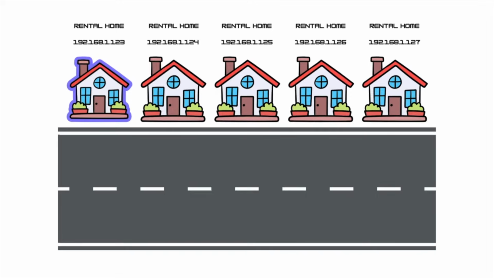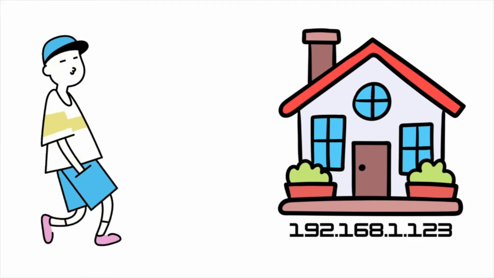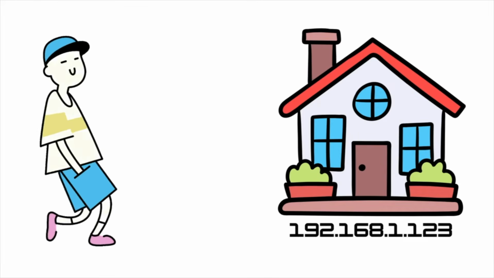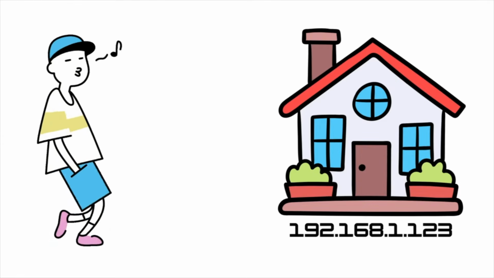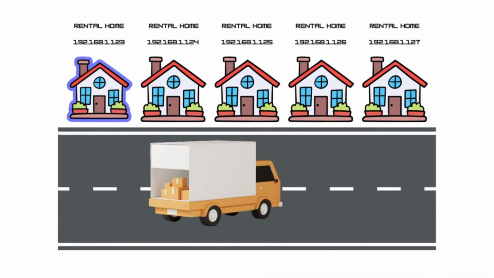192.168.1.123. Well, now Johnny has overstayed his welcome, he's gonna go ahead and leave, and he's no longer gonna be in that rental home anymore. So he packs his stuff up and he gets out. So this is basically like you turning on your controller, it gets an address, and then you turn off your controller. Okay, so now Johnny is left.